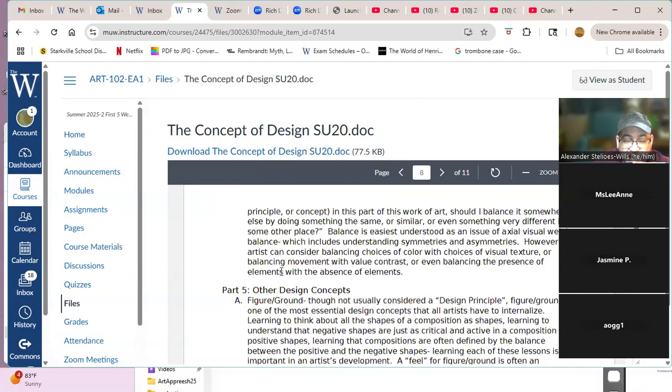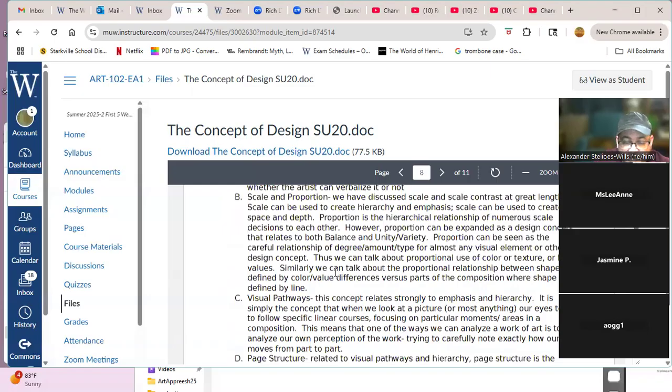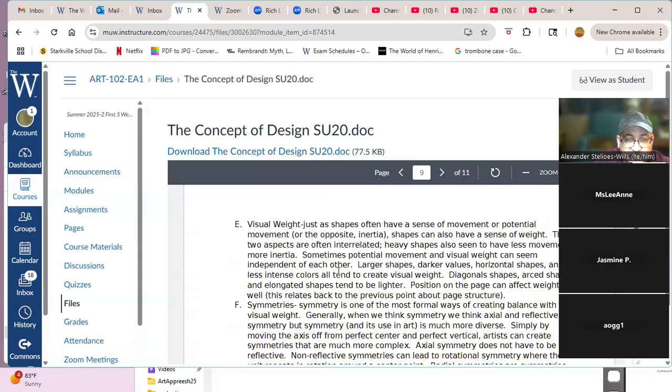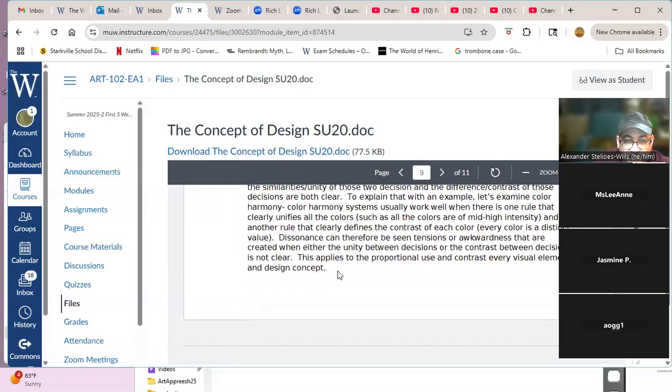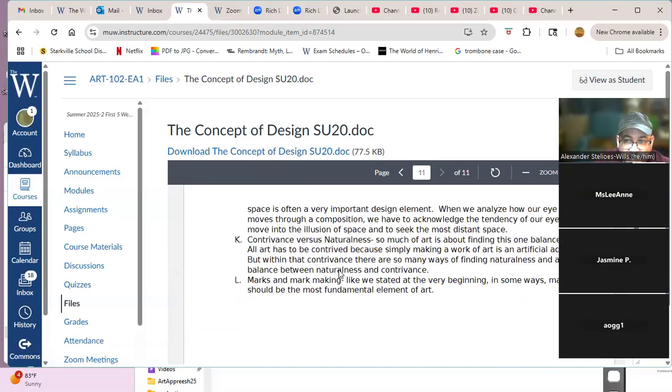Some of them get very detailed. And then there's also a bunch of other design concepts, like figure ground and scale and proportion. Many of these we've talked about. Some of these we will be talking about. Some of them we probably won't be talking about much at all. But they're all somewhat important and might be useful for you on this paper.